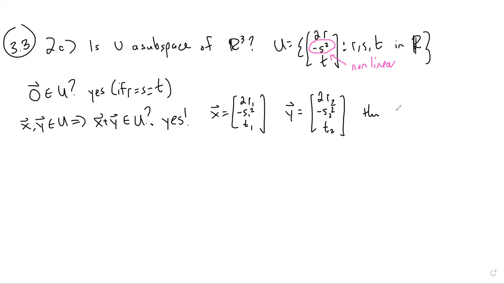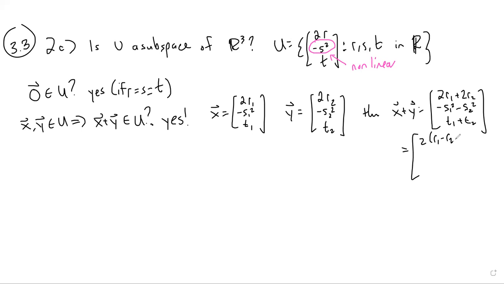Then x + y is (2r₁ + 2r₂, −s₁² − s₂², t₁ + t₂). And now that −s₁² − s₂² might look like it's a problem, but it's actually really not. What we could actually do is write this in a really terrifying way. So this is 2 times (r₁ + r₂). So that's my r right there.